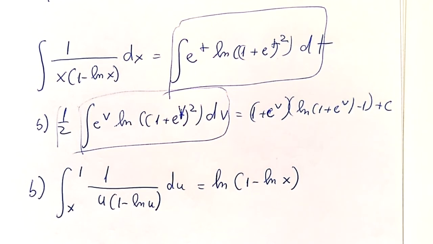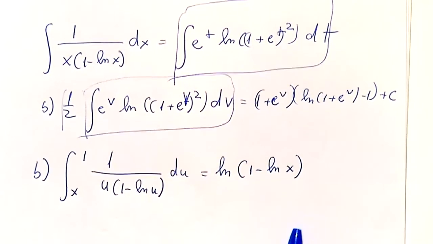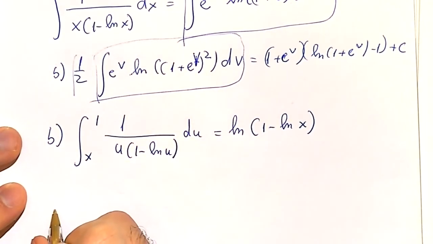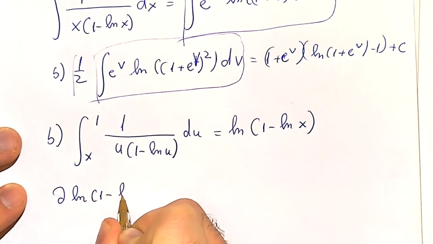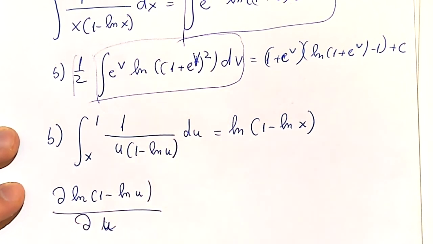Okay, cool. Now, in this case, you might get a little bit stuck because you're looking at this and thinking, hey, this is a definite integral from x to 1, so maybe it's not what it is. But you can have the idea of taking a derivative of this and seeing where you get. So let's just see what happens if I take a derivative of log of 1 minus log of u with respect to u.